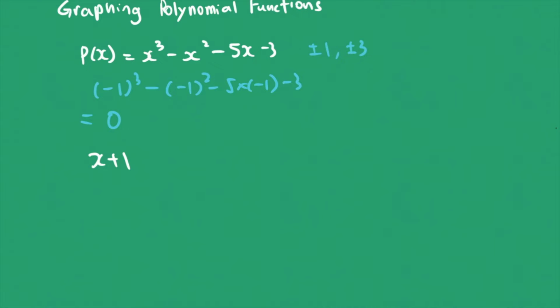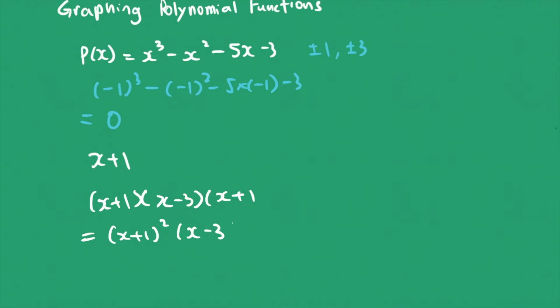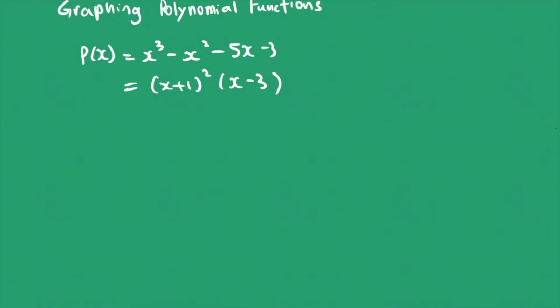And by using long division, we can divide the polynomial by x plus 1, and we will eventually get x plus 1 times x minus 3 times x plus 1. So the polynomial would be x plus 1 squared times x minus 3. Okay, now I've factorized it. Let's head into the sketching part.